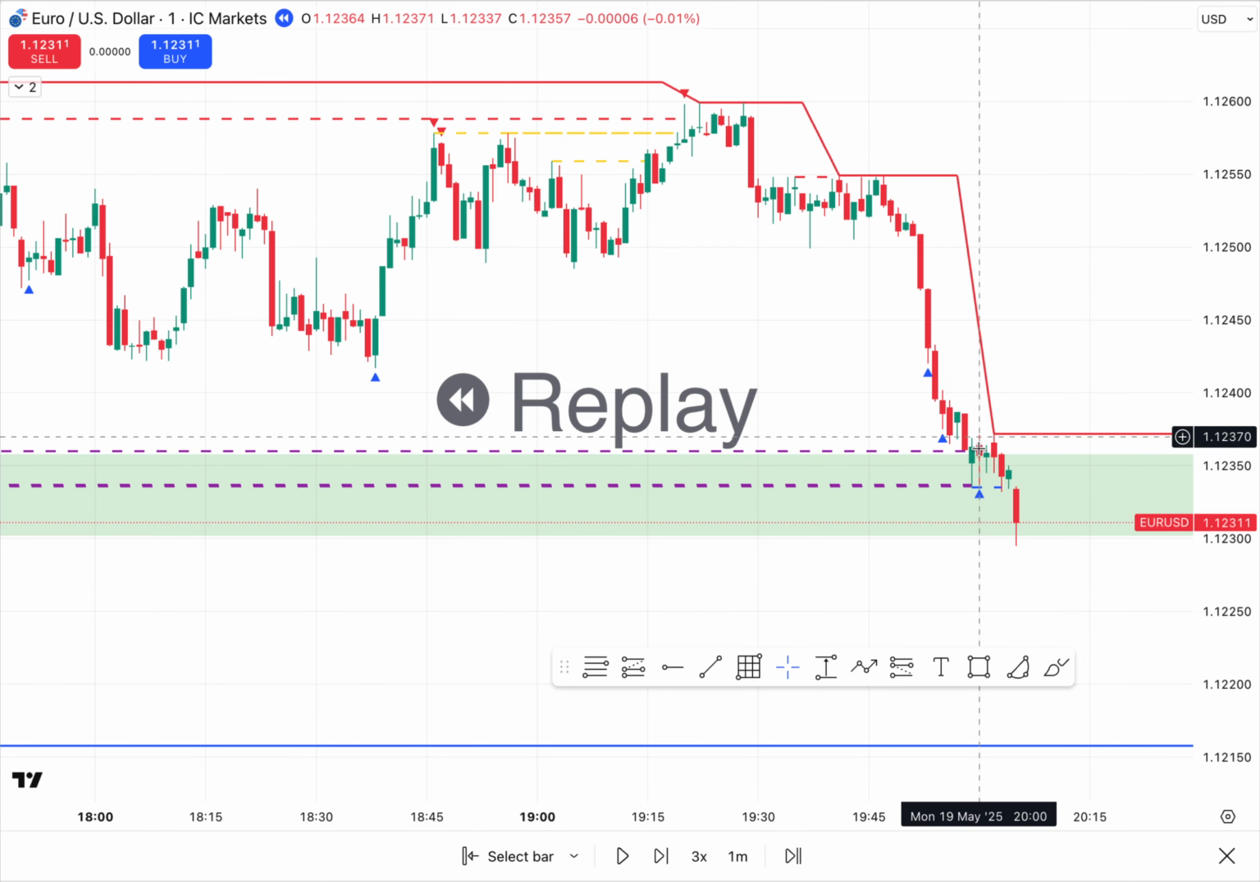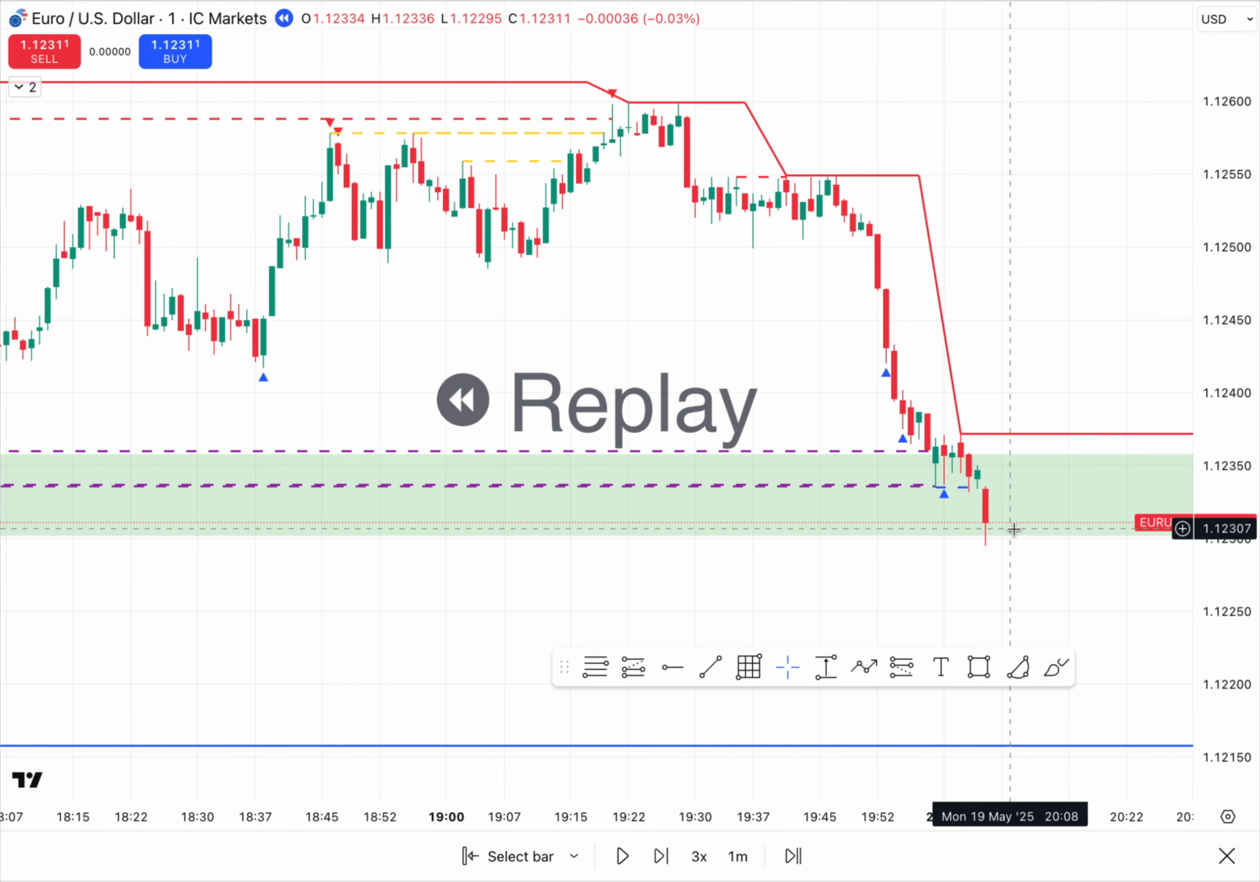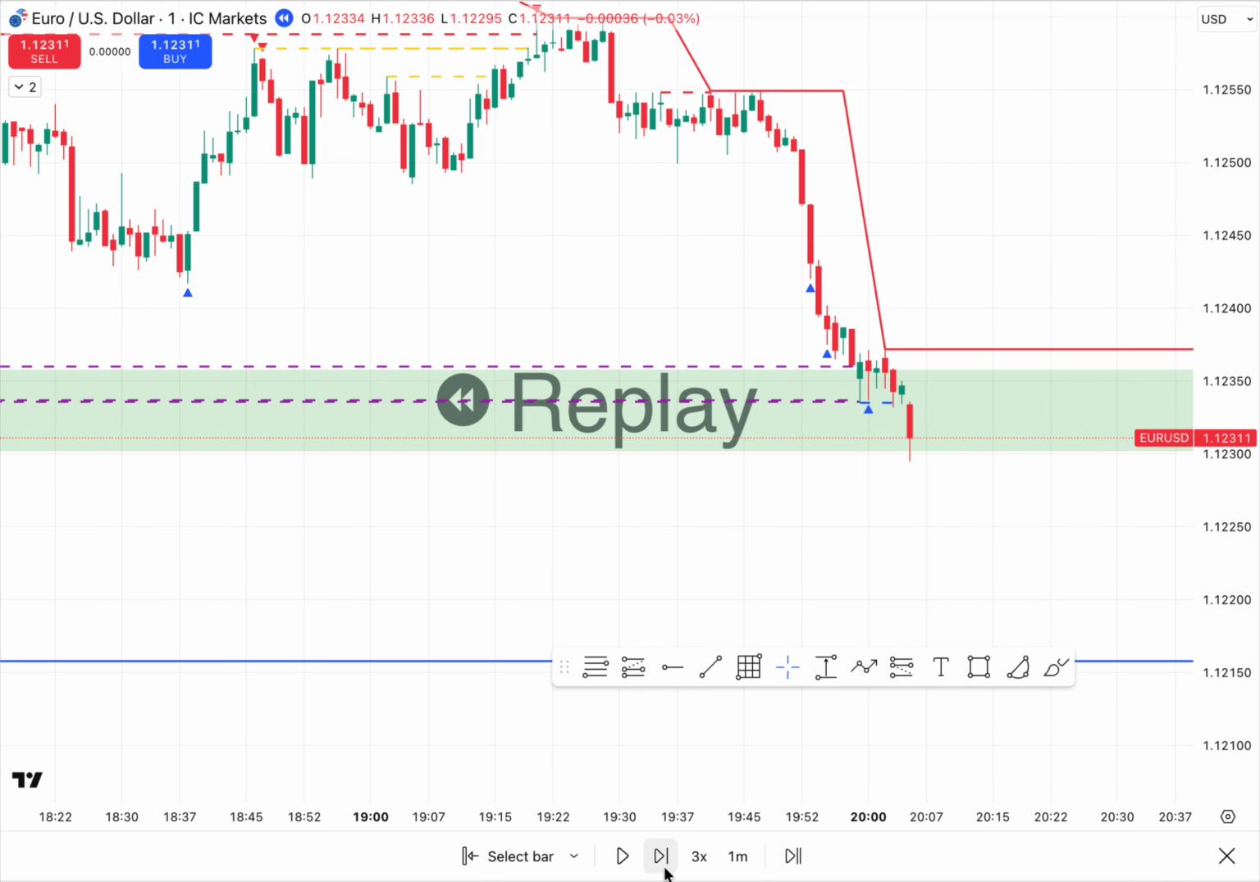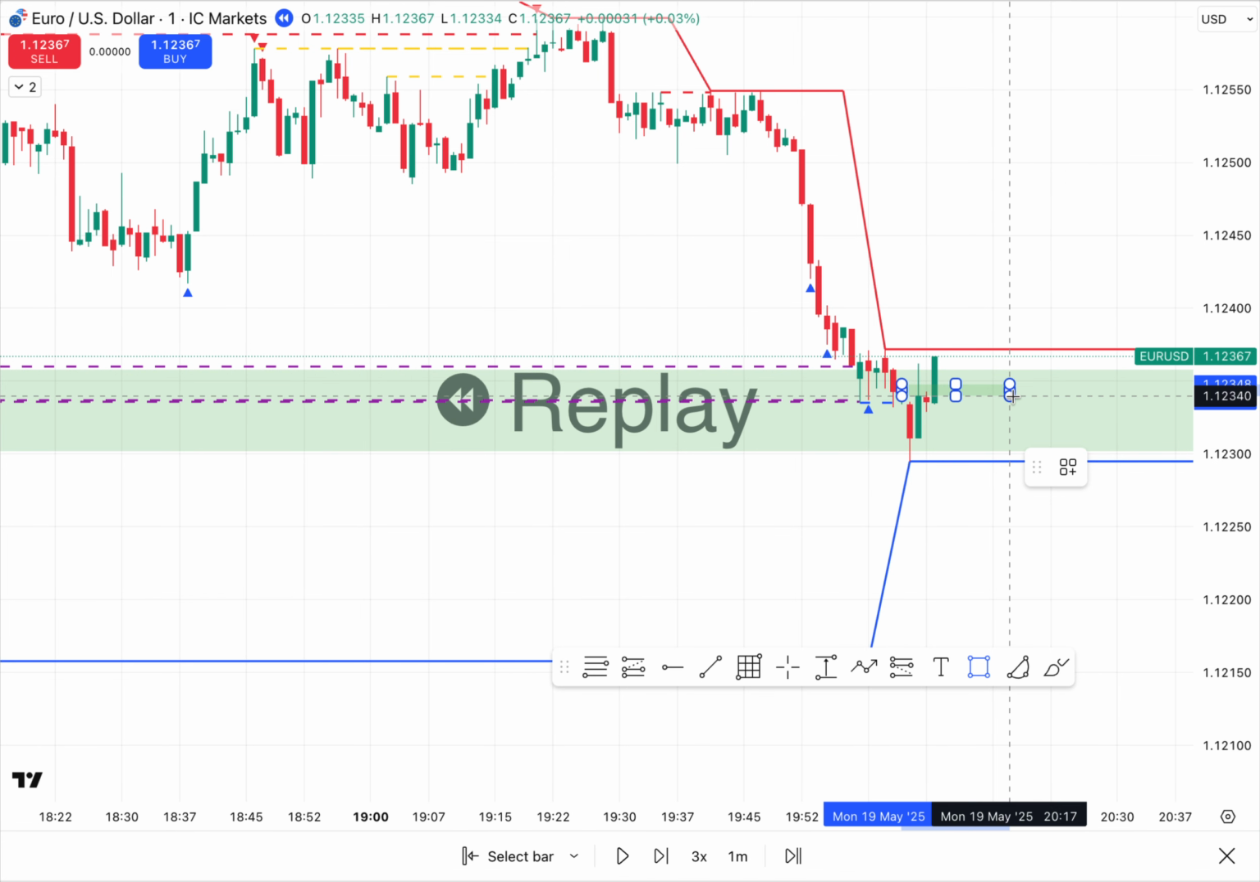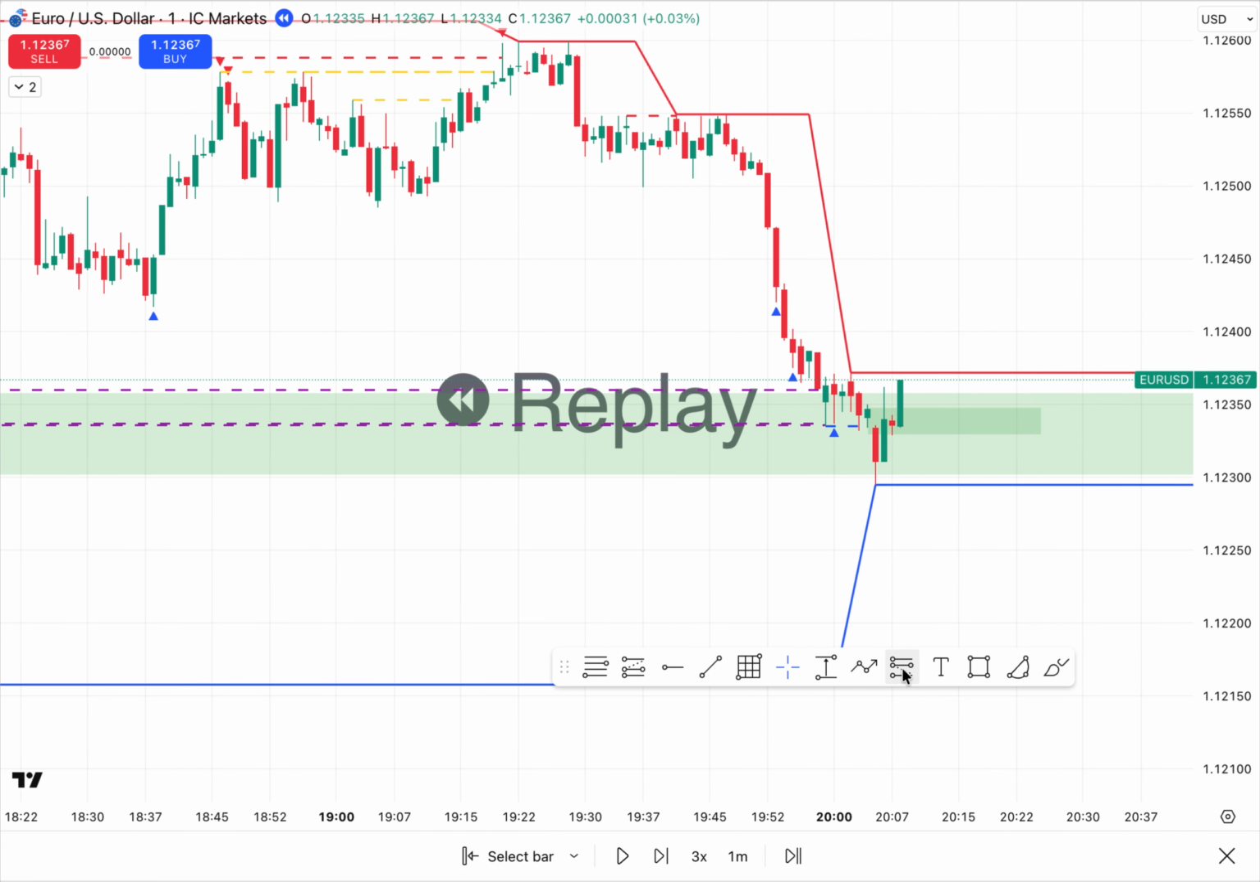Price continues. There are some early buyers that are now getting hurt. This is sort of the area that I want to see destroyed before I jump into a long. There you go. Now I'm starting to like this more. I'm potentially gonna hit a buy right here, limit order.